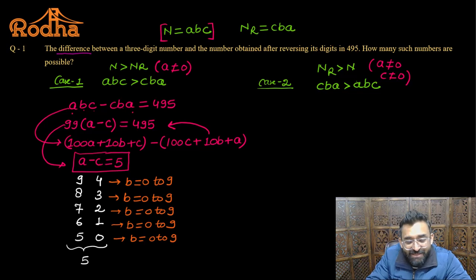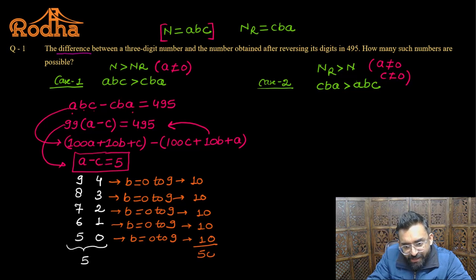So for every such possible arrangement for A and C, there are 10 possible values for B. So how many numbers am I going to get? In each situation, 10 numbers. In totality, how many numbers am I going to get? 50. Or I can write it like this: for every situation, B can assume 10 values. So my answer is going to be 10 into 5, which is 50.